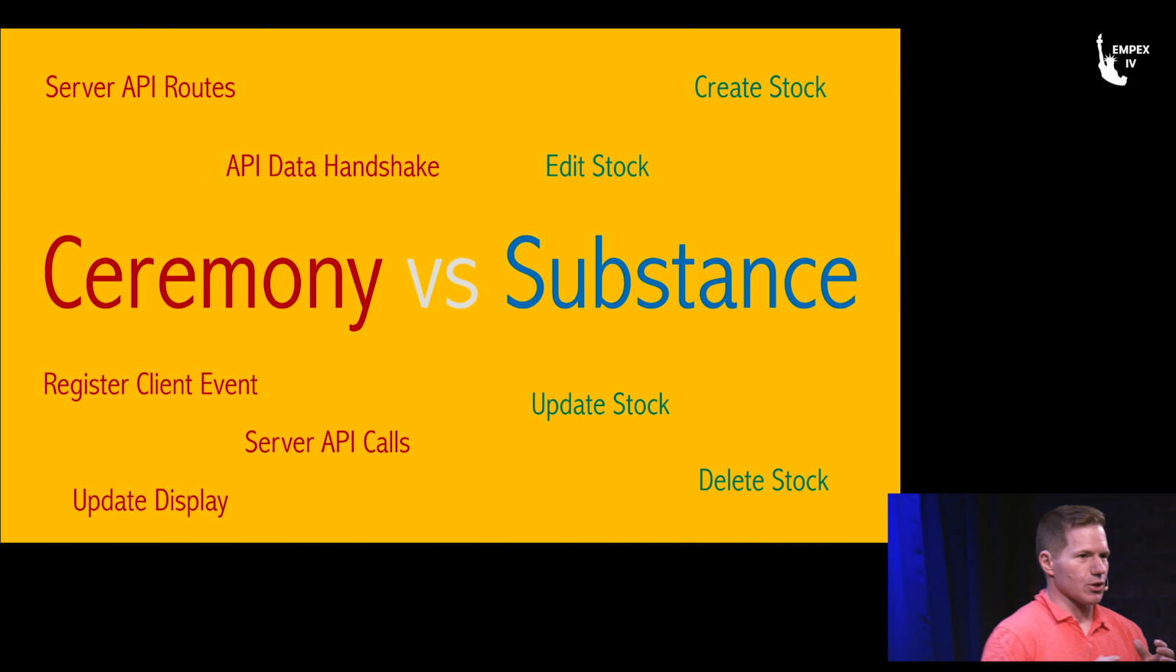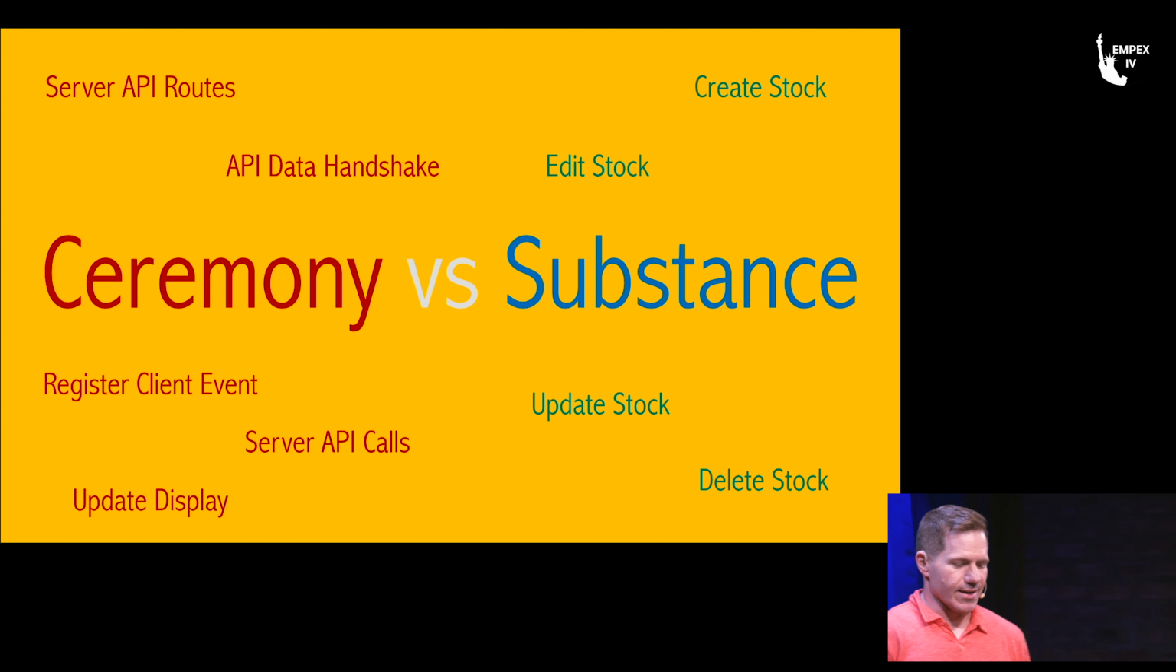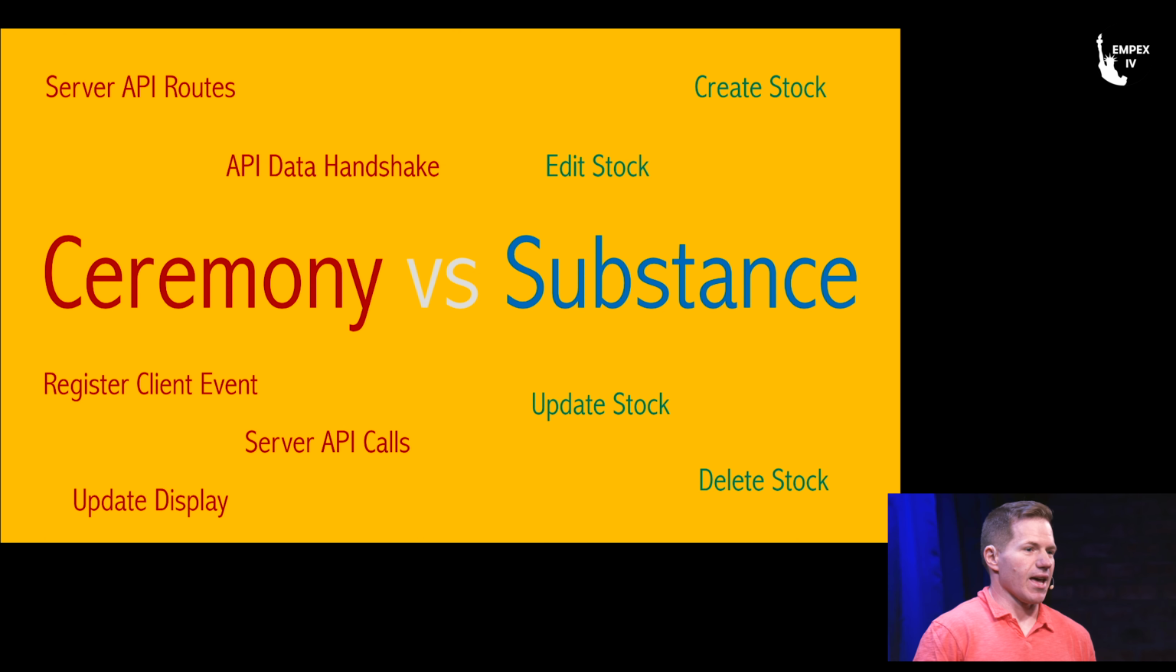I just want to talk a little bit about ceremony versus substance, or ceremony or boilerplate. So again, this idea of having our server API routes, the data handshake, all these things we didn't want to do, but we had to do based off of the technology we were using, right? I didn't want to expose an API for managing the stock, but I needed to do it to get that rich client side. The substance, these are the things that regardless of if you're using React or Vue, plain old JavaScript, things you're going to do anyway. So really it's a CRUD application, so creating the stocks, editing them, updating them, and deleting them, that's all of the substance.